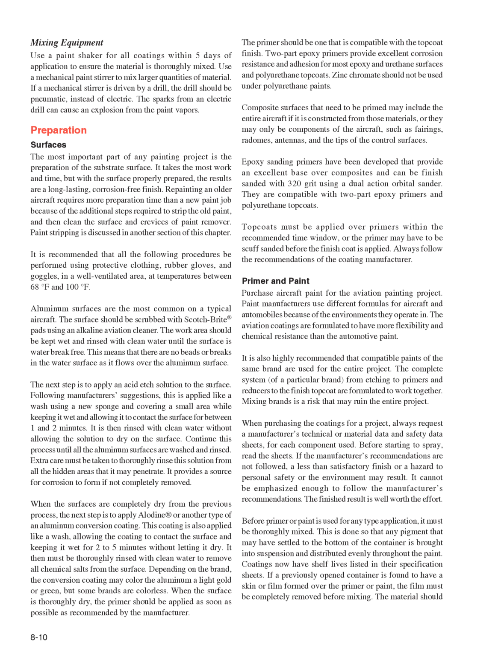This coating is also applied like a wash, allowing the coating to contact the surface and keeping it wet for 2 to 5 minutes without letting it dry. It then must be thoroughly rinsed with clean water to remove all chemical salts from the surface. Depending on the brand, the conversion coating may color the aluminum a light gold or green, but some brands are colorless. When the surface is thoroughly dry, the primer should be applied as soon as possible as recommended by the manufacturer.